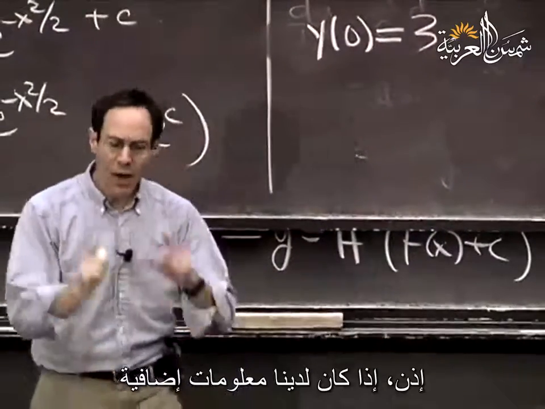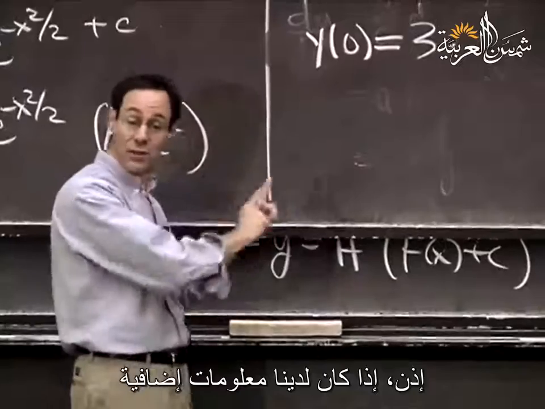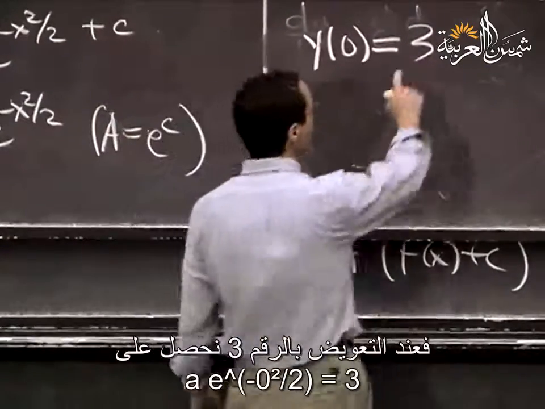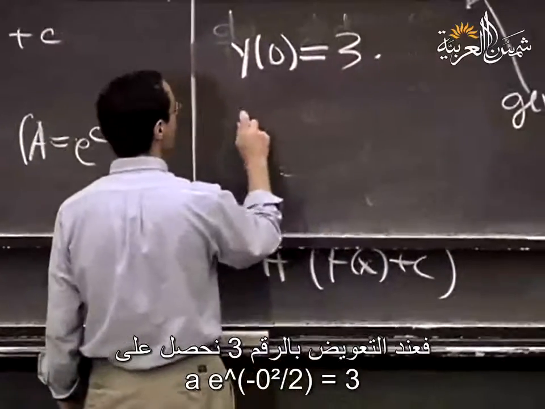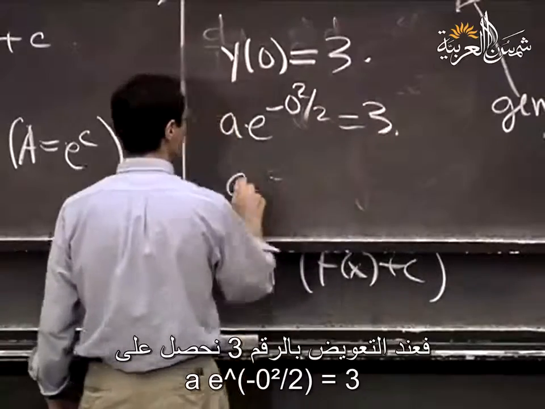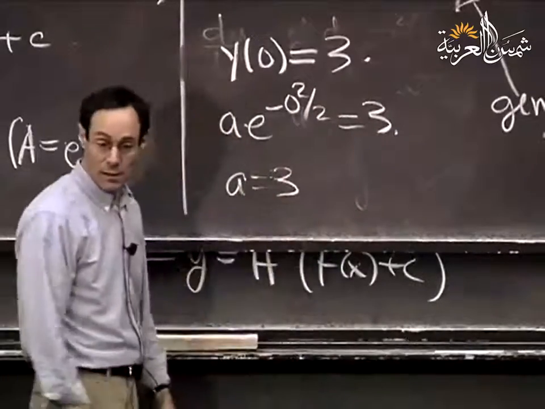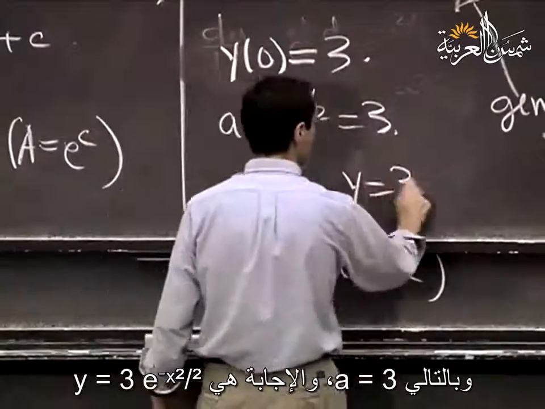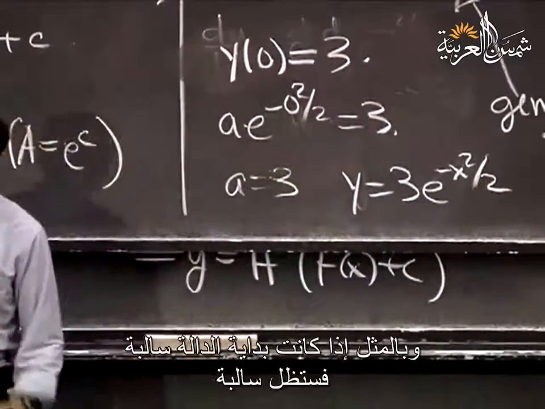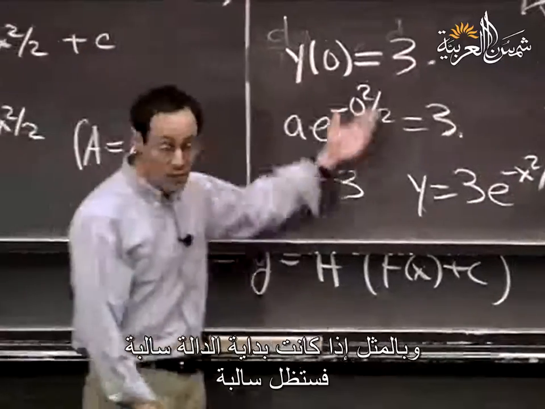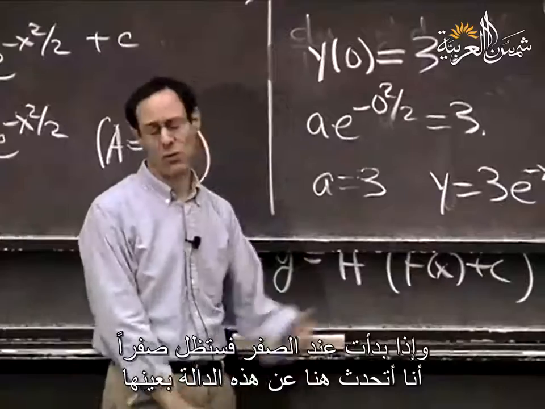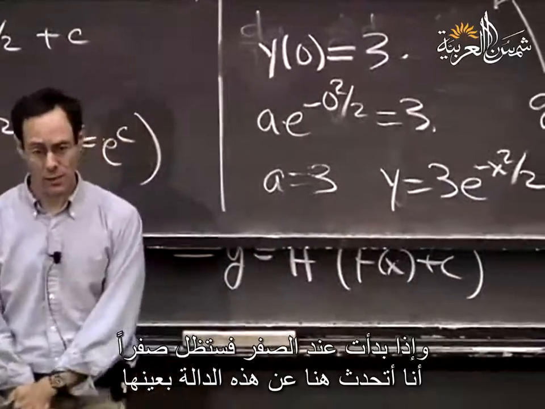All right? Now, if you have that extra piece of information, then you can nail down exactly which function it is. If you plug in 3, you see that a times e to the minus 0 squared over 2 is equal to 3. So a is equal to 3. And the answer is y is equal to 3e to the minus x squared over 2. And similarly, if it starts out negative, it'll stay negative, for instance. If it starts out 0, it'll stay 0, this particular function here.